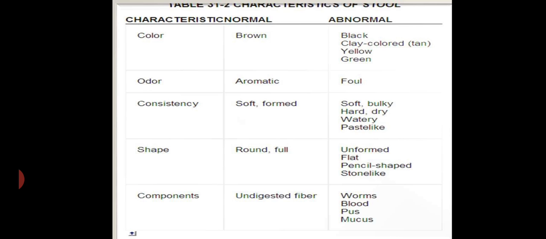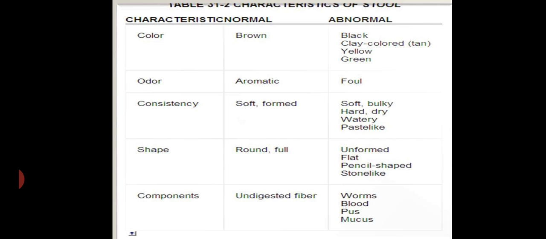The next is odor. Normal stool will have only an aromatic odor, and in the abnormal stool there should be a foul smelling stool. Then consistency: in the normal stool there is soft and firm stool, but in the abnormal there is soft, bulky, hard, dry, watery stool, meaning it is not soft and firm, well formed. Then the shape: as we all know, the shape of the stool is round and full, but in the abnormal stool it may be unformed, flat, pencil shaped, like stone in size.